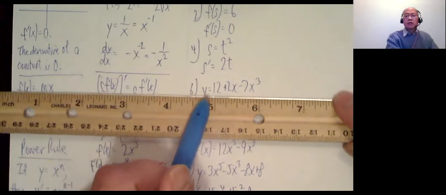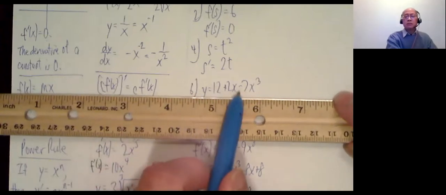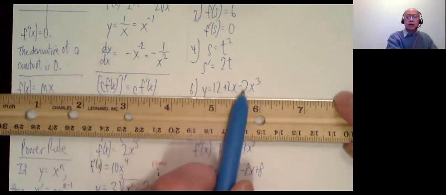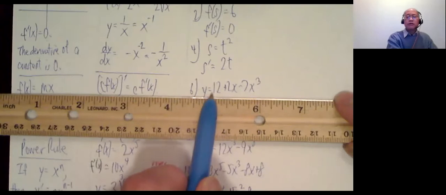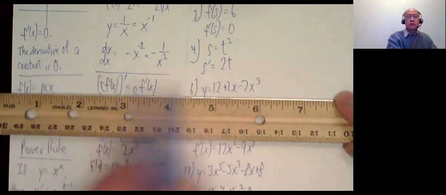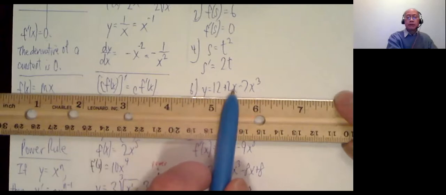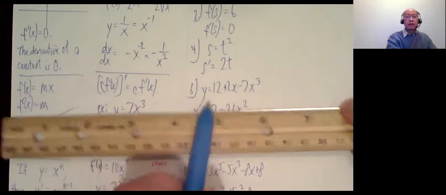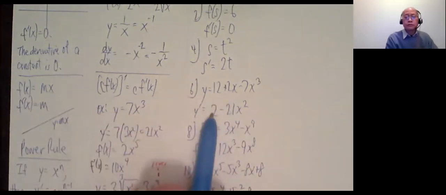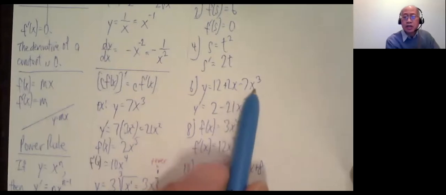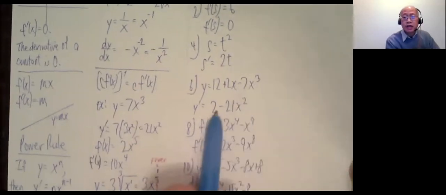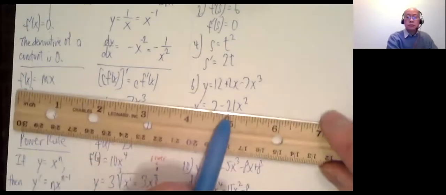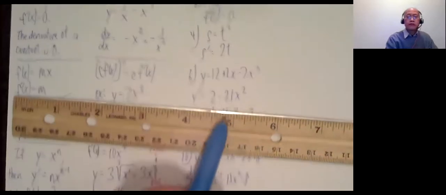Okay, 6. Y equals 12 plus 2x minus 7x cubed. So what's the derivative of the whole thing? Just give me the derivative of this plus the derivative of this minus the derivative of this. Derivative of 12, constant, 0. So don't write anything. Derivative of 2x, that looks like this one, mx. The derivative is just the coefficient, m. So the derivative of 2x is just 2. And then negative 7x cubed, negative 7 times 3, negative 21x squared. Pretty straightforward, I hope.